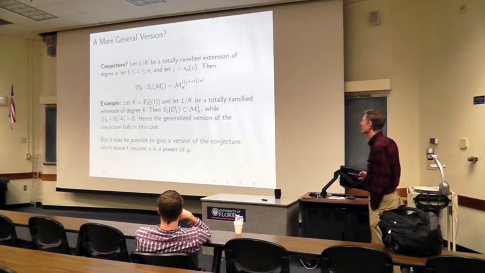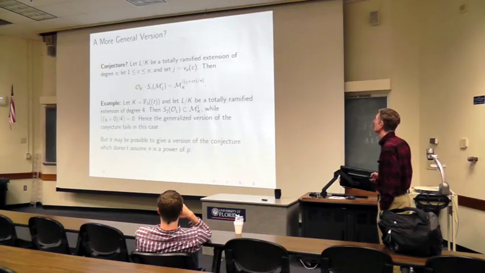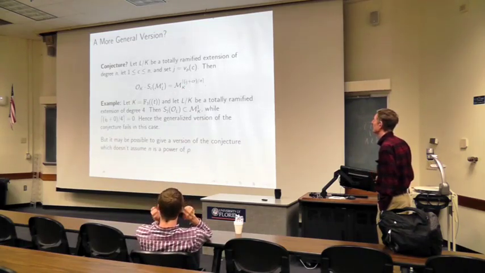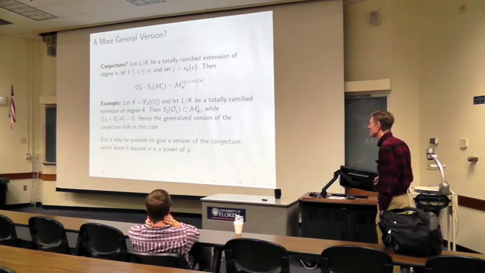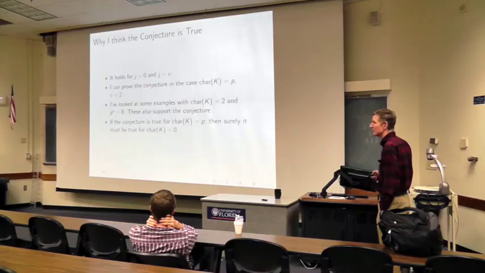If I take k equals F_3 of p, and L over k is totally ramified of degree 3/4, so this is just a simple extension, about as simple as you can get in this setting, then this version of the conjecture would predict that s sub 2 of O sub L should give you something that generates O sub k. When I saw this, I thought this was supposed to be the right answer, but apparently it's not. But I think it should be possible to get a version of the conjecture that doesn't assume the degree is a power of p, but I don't know what to do about messing with this subscript right here.